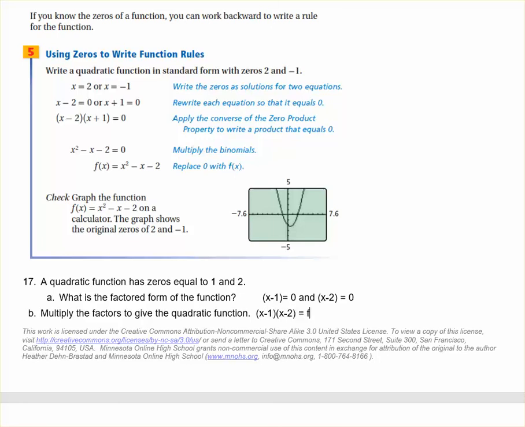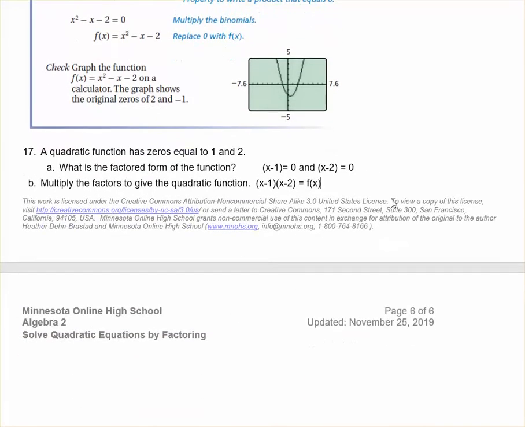I guess I should write that this is equal to f of x instead of 0 now. And now we're going to FOIL this together to get our standard form. So I would take x times x is x squared. Outer term would be minus 2x. Inner term would be minus 1x. And the last times last would be negative 1 times negative 2. That would be a plus 2.